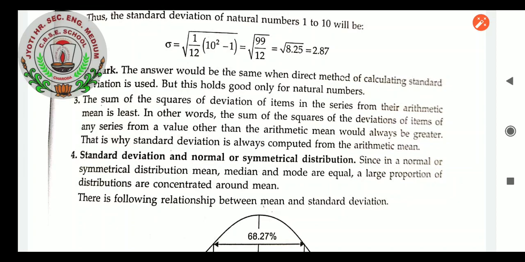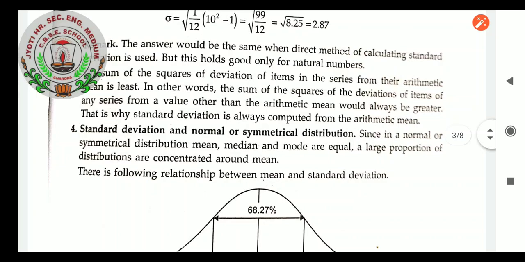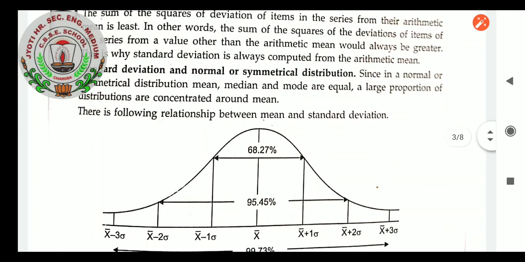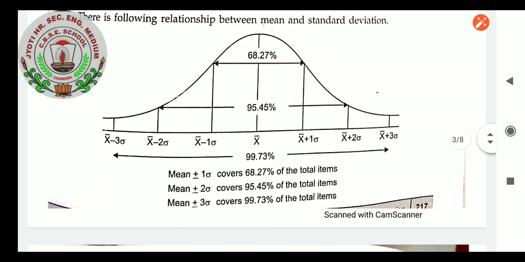The next property of standard deviation is standard deviation and normal or symmetrical distribution. Since in a normal or symmetrical distribution mean, median and mode are equal, a large proportion of the distribution is concentrated around the mean. So there is the following relationship. We have already learnt it in the mean, median and mode chapter, where we calculated all three, with the mode last. In the same way it is calculated, student. You can see the mean is the highest value, and then the median and mode.